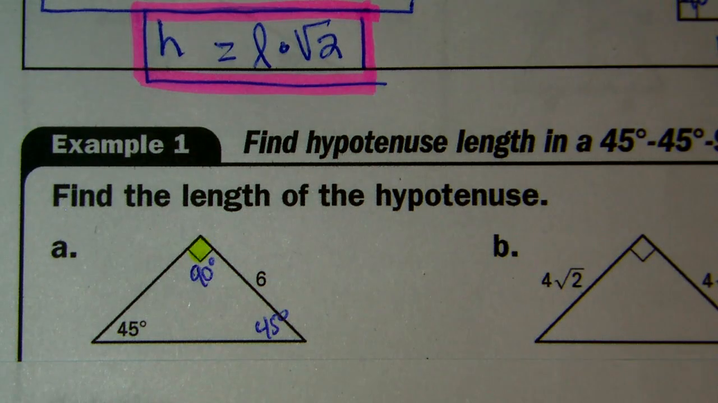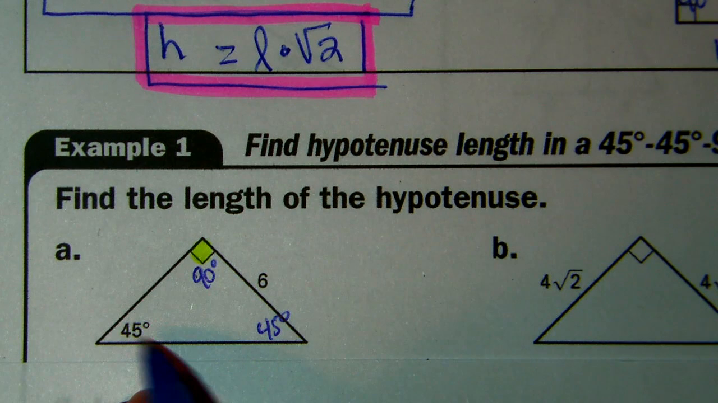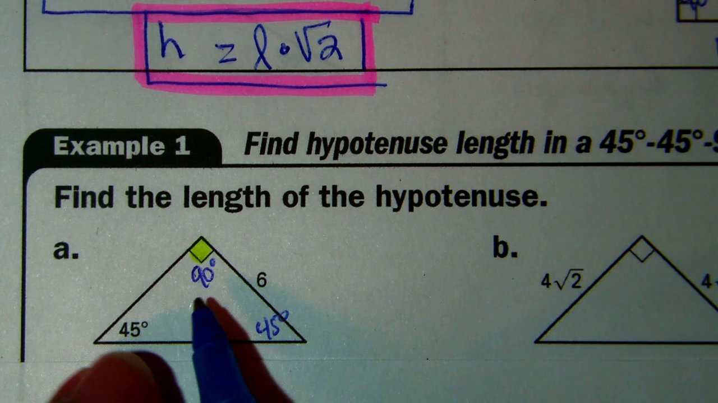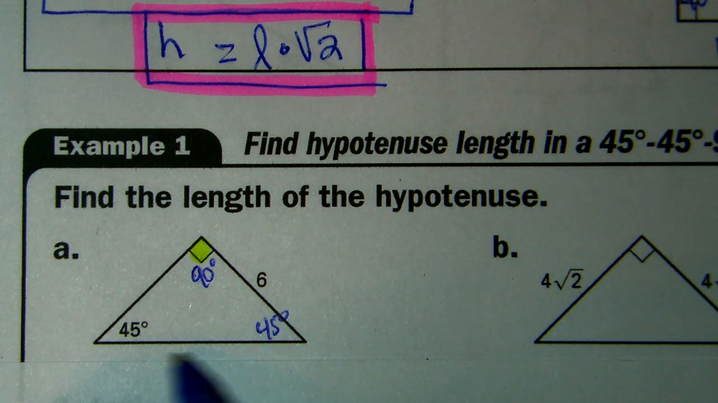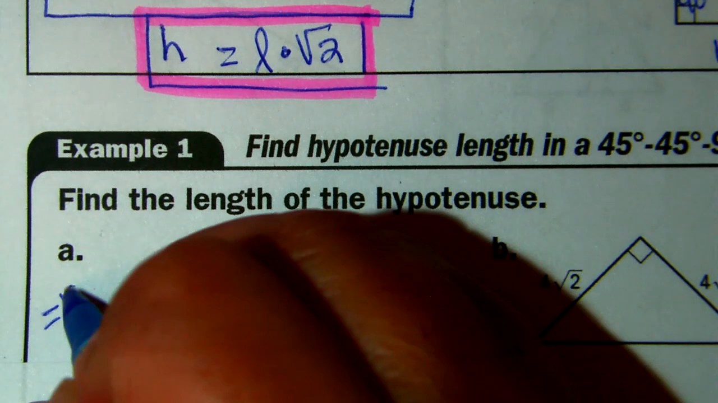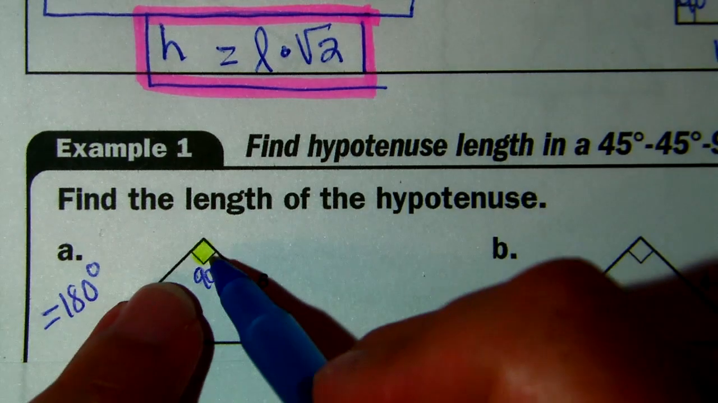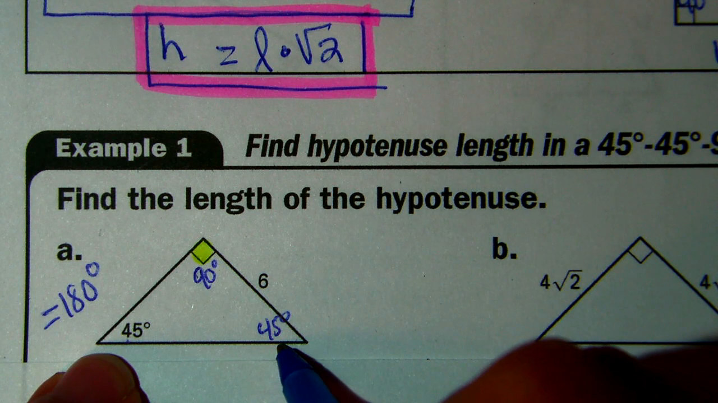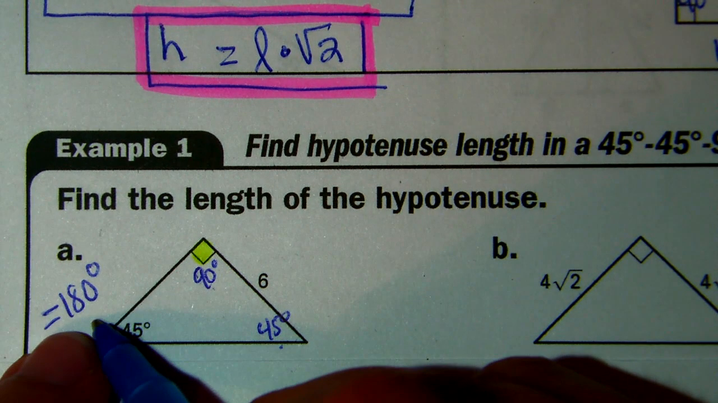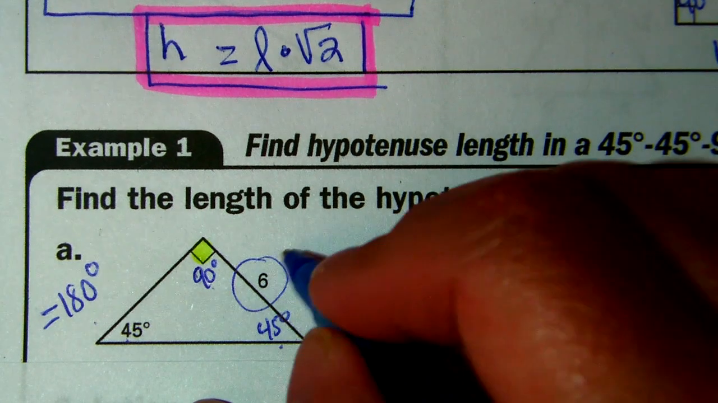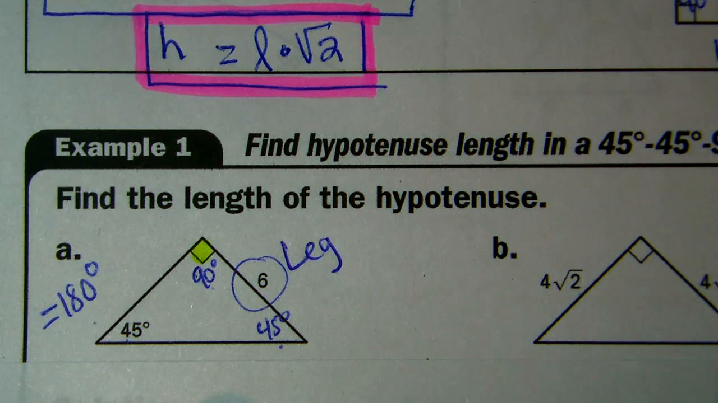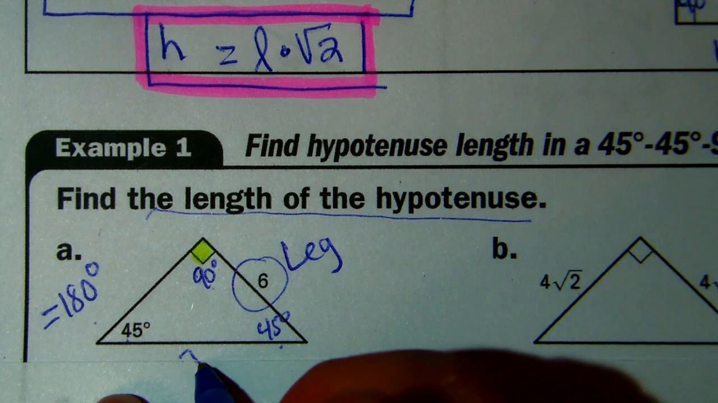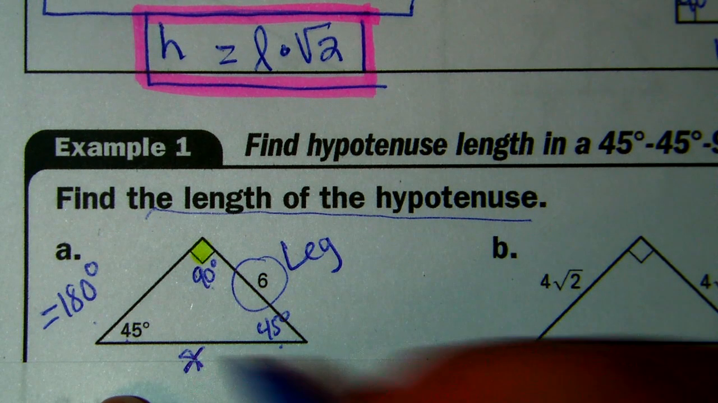How do we know this? Because of the sum of the interior angles of a triangle. The sum of the three angles inside a triangle, of course, you remember, is equal to 180 degrees. So if you have 90 degrees here, and 45 and 45 equals 90, and 90 plus 90 equals 180. This right here is a leg, and they're asking us to find the length of the hypotenuse. So we're looking for this side right here, the hypotenuse.